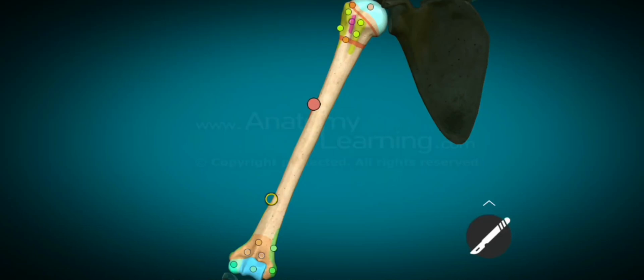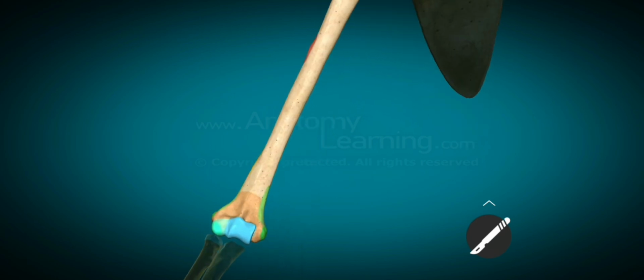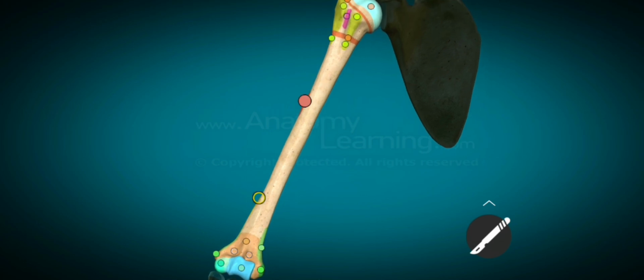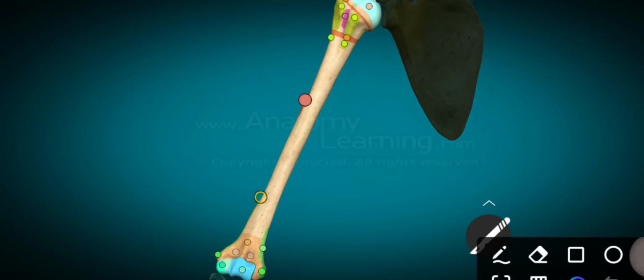In this video I'm going to talk about the anatomy of the humerus. As you all know, the humerus is a long bone which connects the scapula to the radius and ulna. The humerus is divided into three regions: the upper extremity, the body or the shaft, and the lower extremity.